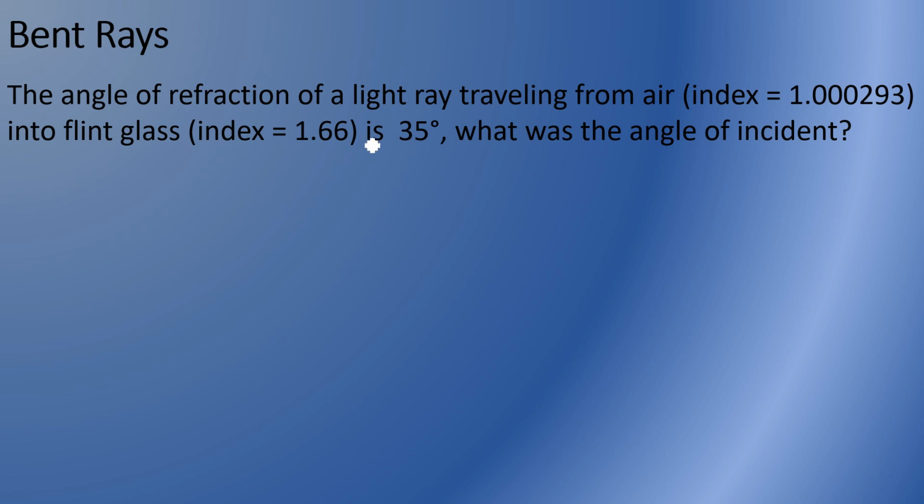The angle of refraction of a light ray traveling from air into flint glass is 35 degrees. What is the angle of incidence? So let's say this is my boundary between my mediums. Here's my normal, and what has happened is our light has come in at some angle. We don't know what that angle is. It is bent towards the normal. So here's our 35 degrees. So we want to know, what was the incident angle?